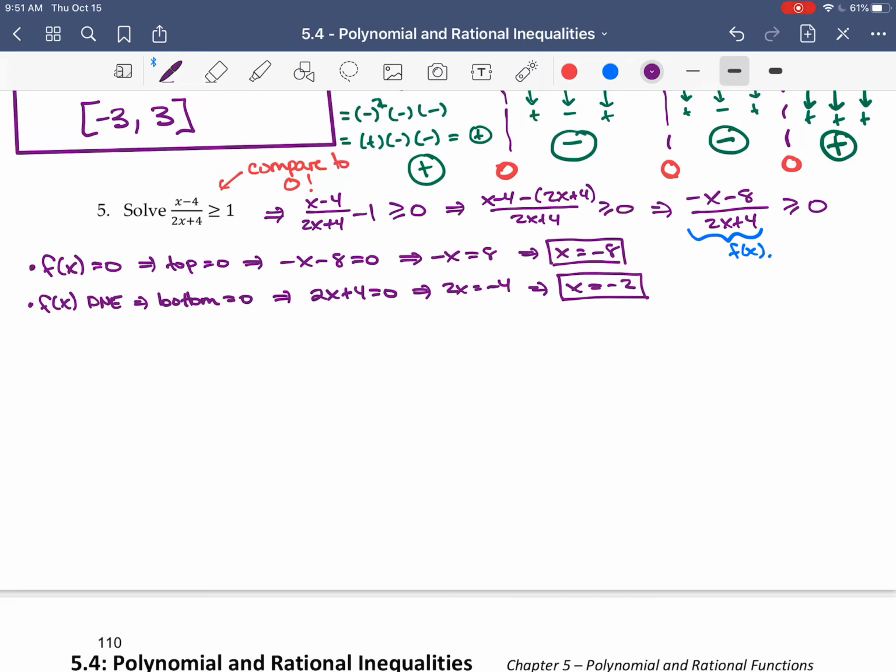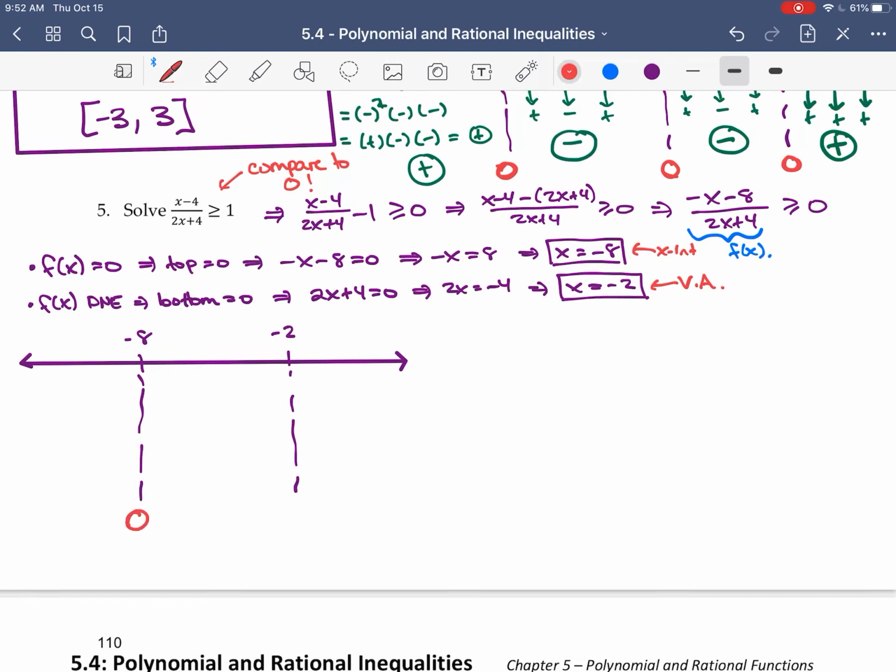Okay, so those are the values that are important. This one here is going to be an x-intercept, and this one is going to be a vertical asymptote in the graph. So then we just make our number line. Let's do it over here. I put on -8 and -2. Those are the only places where it can switch, and I'm just going to make a note. So here it equals 0, and here it doesn't exist. Okay, so that might be important.